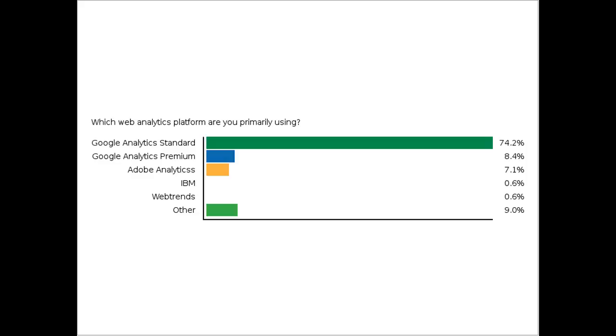And as you can see, being a free platform, Google Analytics Standard is definitely used by lots of folks out there, but there's also a good split with Premium, Adobe Analytics, and some of the other platforms. So this is really interesting and does give us some perspective as we talk through some of the options for today.